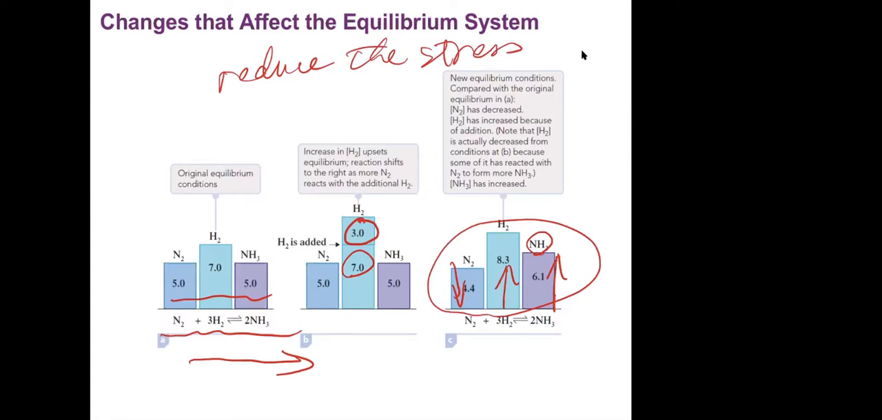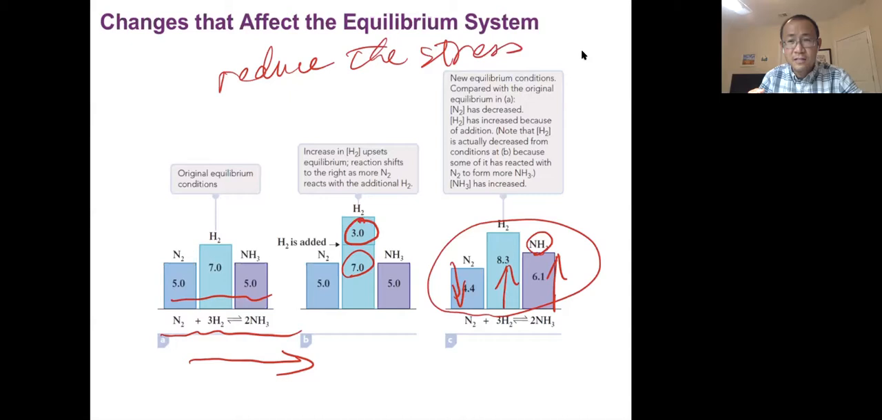Okay, guys, add hydrogen, adding the reactant, reaction shifts to the right, you get more product. Nitrogen will decrease because you need nitrogen to shift to the right. Hydrogen will still end up higher than original because you added 3, but it will decrease from that total, but still higher than the 7. So this is the final number for those 3.